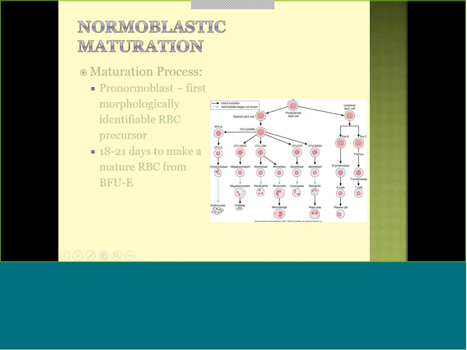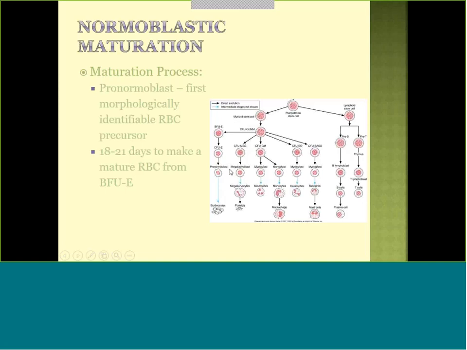Pronormoblast here is going to be the first morphologically identifiable red cell precursor. What that means is that is the first one that we can see under the microscope and identify. So if you were to get somebody's bone marrow sample, because remember all this is taking place in the bone marrow, you should be able to identify pronormoblast under the microscope from that. Anything before the pronormoblast, so the CFU-E, BFU-E, CFU-GEMM, all that, we can't see with the naked eye, or with the microscope even. We would need different markers on the surface of those cells to be able to count and know that they're there. So really the only one that we can first see is that pronormoblast.